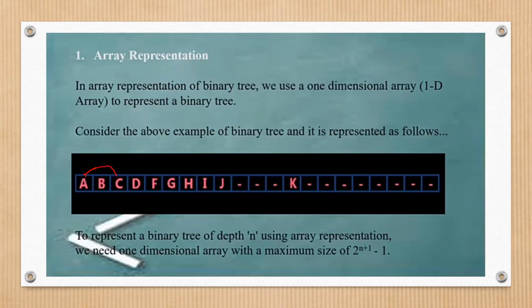B and C. For B, D and F are children. Again, for C, G and H are children. But F contains only one child and G doesn't contain any child. Again, G contains K.